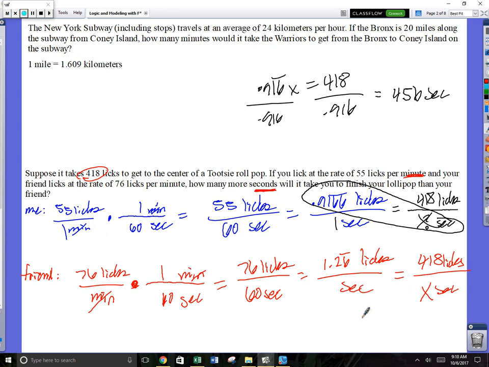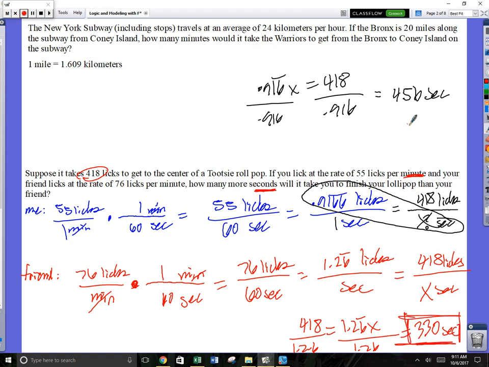Same thing, cross multiply. So his math is going to be 418 equals 1.26x. So divide that by 1.26. I'm going to grab this number that I already have in the calculator, so I'm not rounding. 418 divided by... oh, let's see, I did the wrong one. 418. And that is 330. It's going to take him 330 seconds.